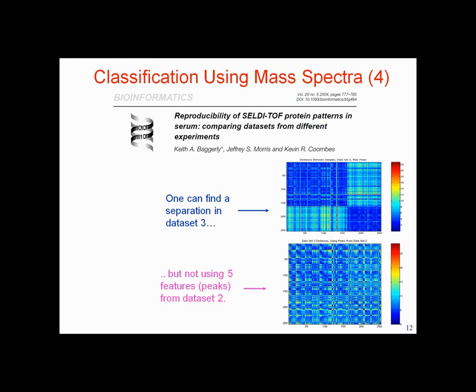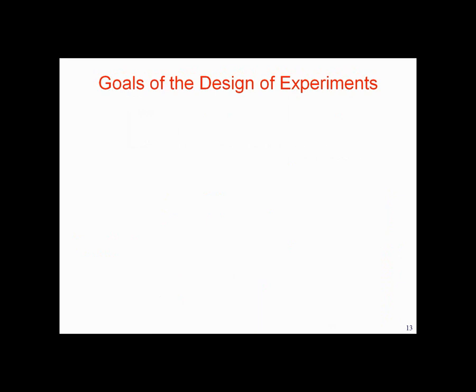But obviously, we would expect that the classifier used for diagnostic purposes should work on an independent dataset as well. So something went wrong, and the question is what? We will come back to this issue, but before looking at that, let us go back and look at the goals of the design of experiments, okay?